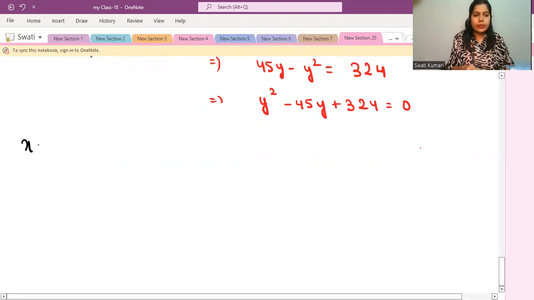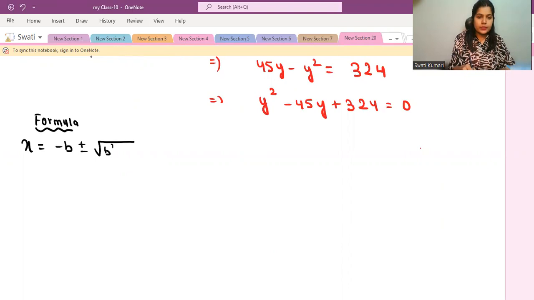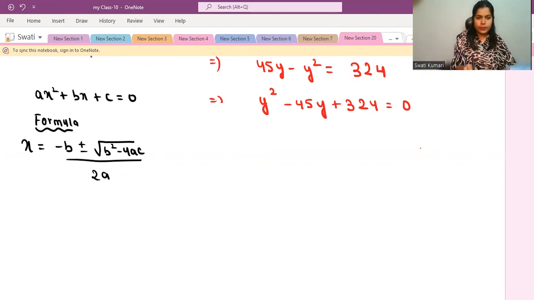So with the quadratic formula, here we have to find y. So I'm just writing the formula here. We have to find the value of x or y using the formula minus b plus minus root over b square minus 4ac upon 2a. Now you must be wondering, what are this a, b and c? That is from the standard form of a quadratic equation, which is ax square plus bx plus c equals 0. So let us find out here using this formula the value of y.